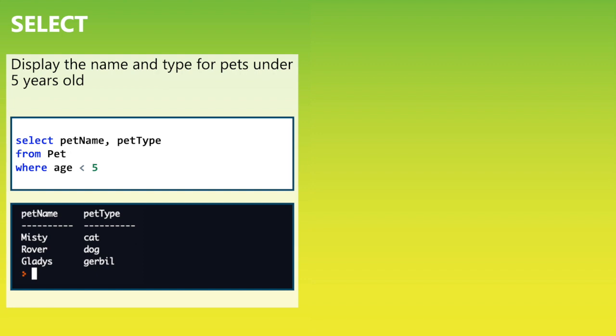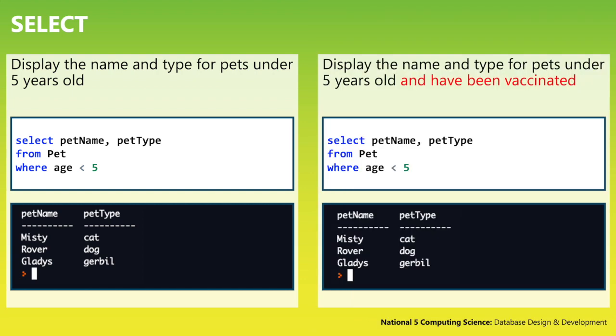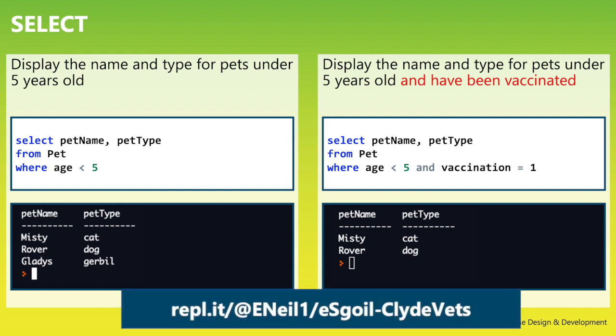Let's say we wanted all the pets that were under 5, but we also wanted them to be vaccinated. So this is adding another condition to our where line, because we want the age to be less than 5 and we want vaccinated to equal 1, because 1 is our true value in the boolean. So we add to our where line and vaccination equals 1. And again, 1 is a number, so it is not inside quotation marks. When we run that query, we get the results Misty and Rover. Head over to the REPL and try implementing this query.